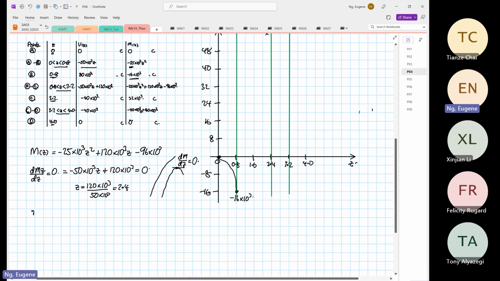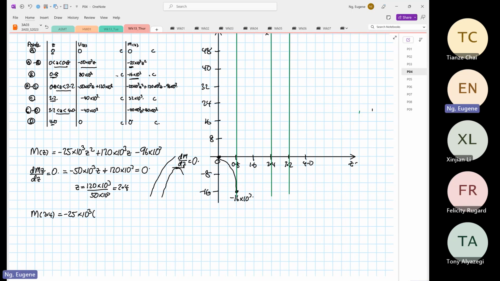When that's the case, you can find M. When z is equal to 2.4, what is your moment? Minus 25 times 10 to the power 3 multiplied by 2.4 squared plus 120 times 10 to the power 3 multiplied by 2.4 minus 96 times 10 to the power 3. This is equal to 48 times 10 to the power 3 Newton meter.